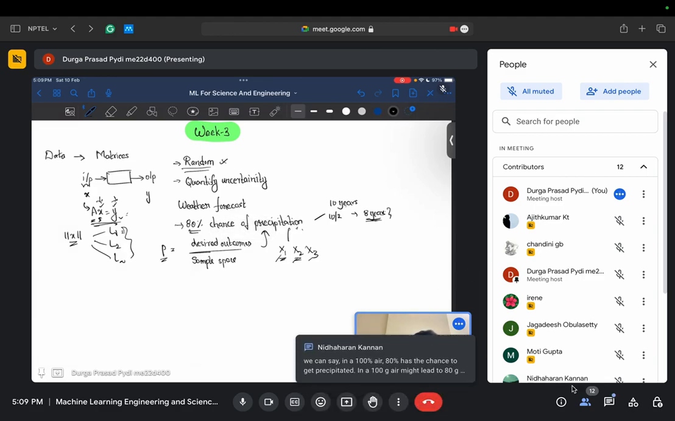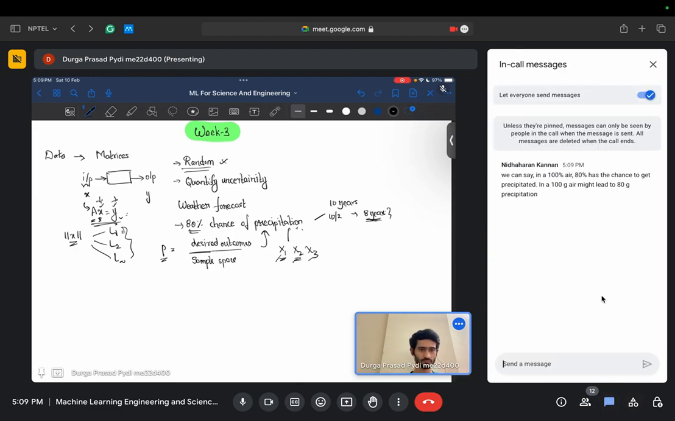We can say in 100% air, 80% has the chance to get precipitated. In 100 grams of air might lead to 80 grams of precipitation. By precipitation I mean rainfall.